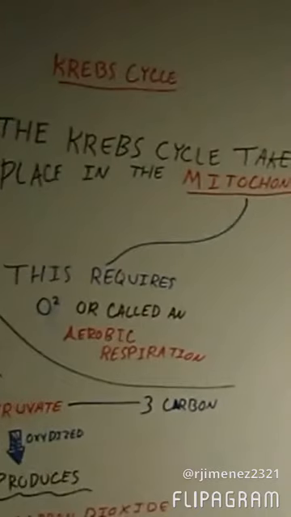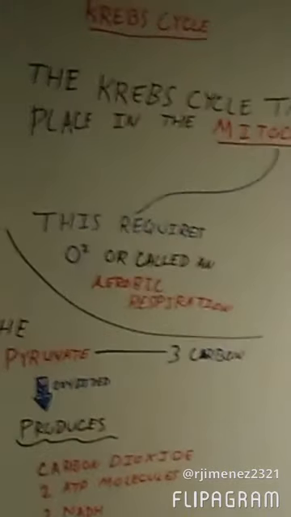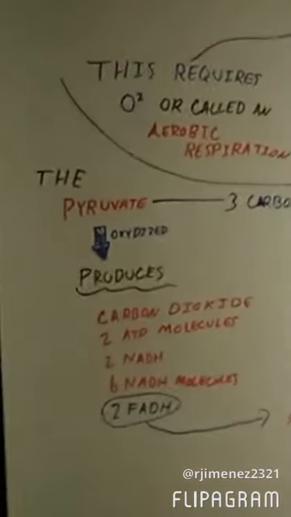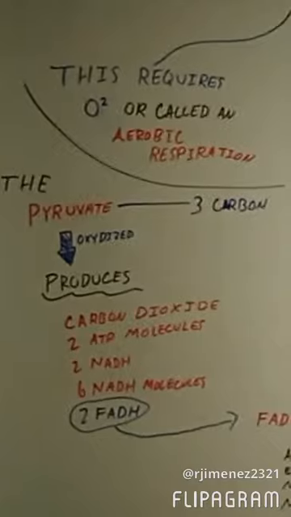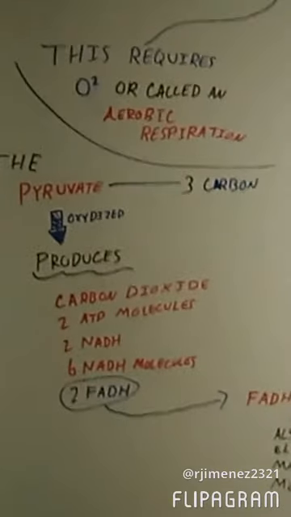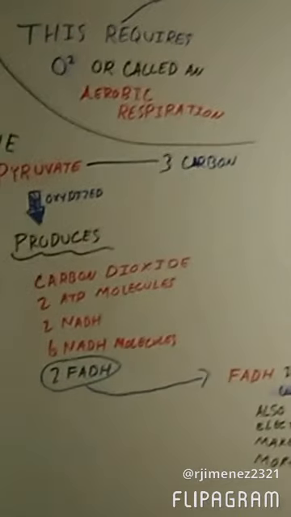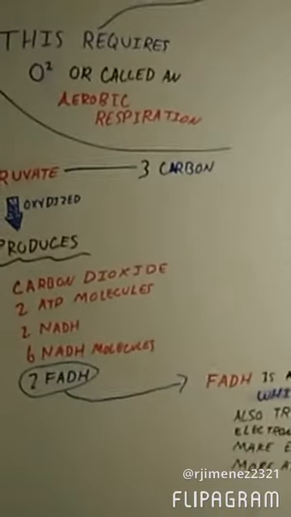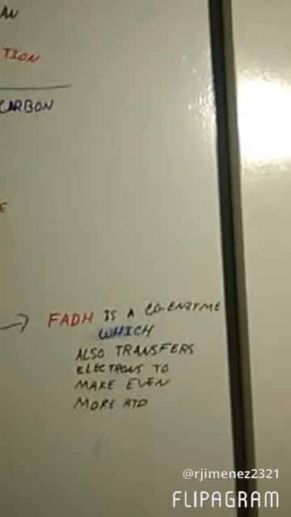And now we're going to talk to you guys about the Krebs cycle. The Krebs cycle takes place in the mitochondria. This requires O2, oxygen, or called aerobic respiration. The pyruvate, which contains 3 carbon, gets oxidized and produces carbon dioxide, 2 ATP molecules, 6 NADH molecules, and 2 FADH. FADH is a coenzyme which also transfers electrons to make even more ATP.